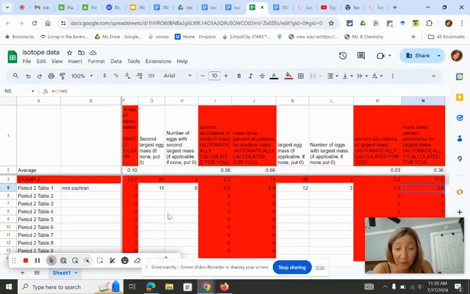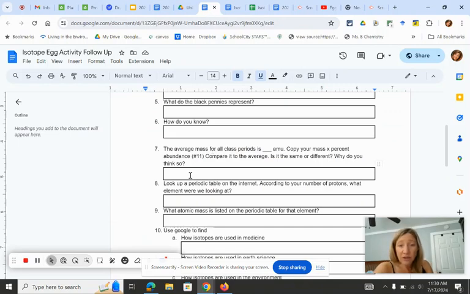So once you get your numbers filled in, you're stealing the F column, the J column, and the N column for your data, okay? So that's what's going in here. Make sure you write it in. And you're going to compare. Is it the same value as the average for all the classes or different? And why do you think so? So make sure that you write your number and then also explain if it's same or different and why.